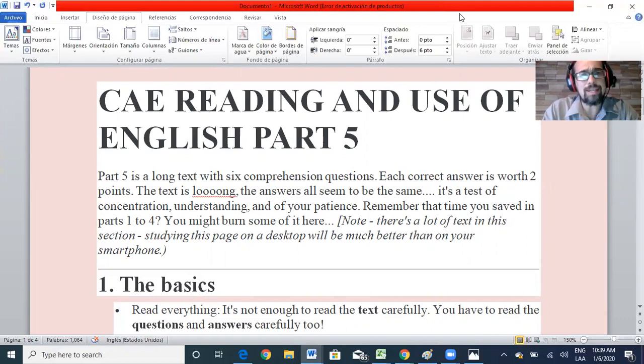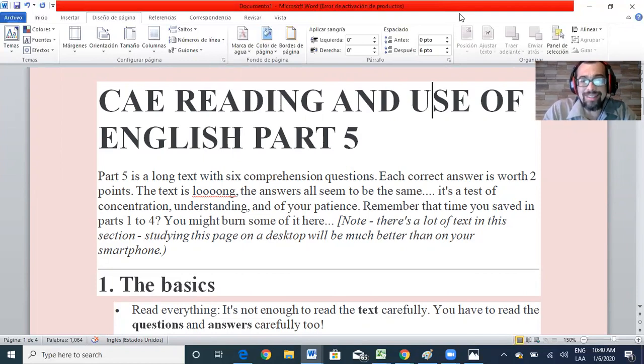Okay, so in this reading and use of English part 5, it says, part 5 is a long text with 6 comprehension questions. Each correct answer is worth 2 points. So it's very, very important, because each part of this reading comprehension is worth 2 points. So it's very important for us to get it correct.